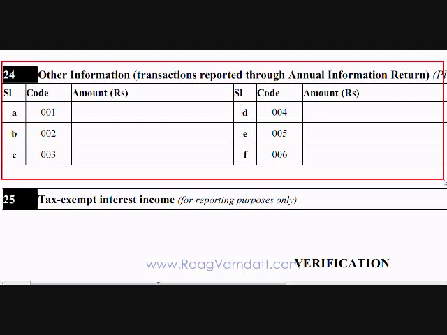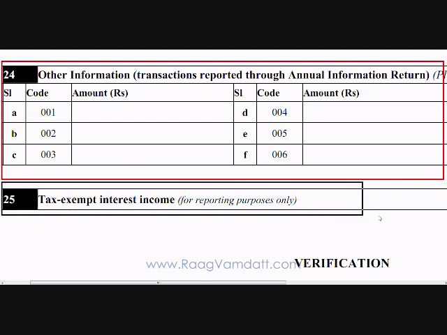If you have any interest income which is exempt from income tax, mention it in box 25. For example, interest on RBI's 7% or 8% relief bonds, or interest on gold deposit bonds should be included here. This is only for the information of the income tax officer. There is no tax on this.